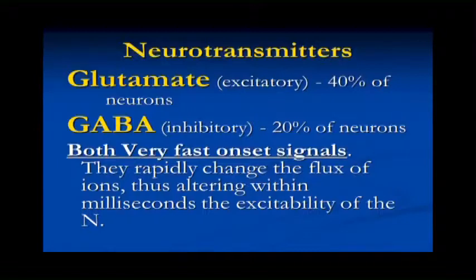Glutamate and GABA are the majority of our neurons. So we've been talking about dopamine and serotonin. What we really should be talking about, if we're looking at just numbers of neurons and neurotransmitters, are glutamate and GABA. Those are our primary ones.